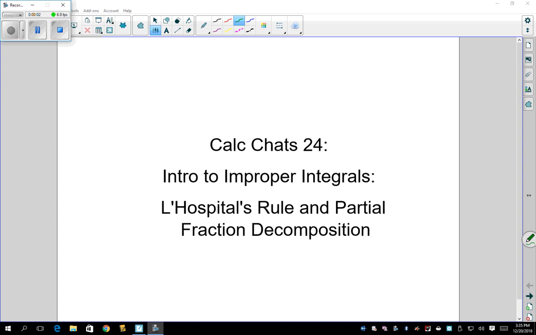Calc Chapter 24. Today we're going to be diving into improper integrals. We're not going to be exactly solving them yet today, but we're going to learn about two rules, L'Hopital's rule and then partial fraction decomposition, which are going to help us with improper integrals.